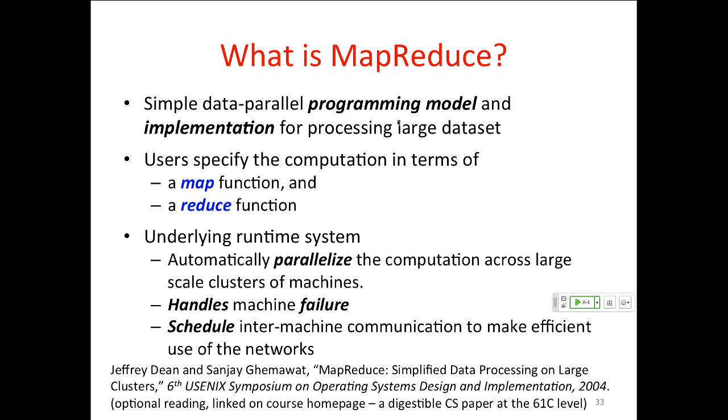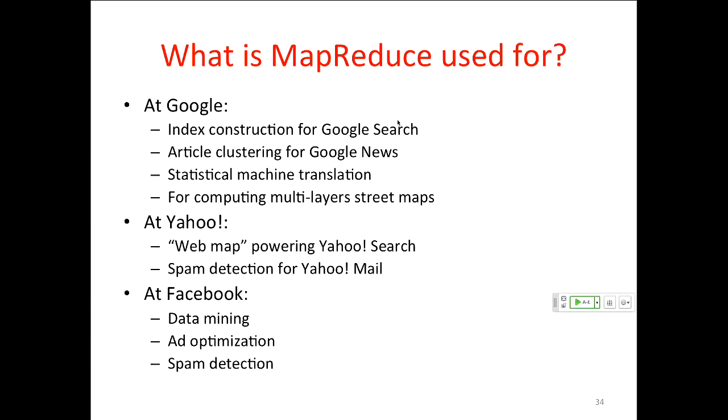So if you are interested more in MapReduce, you can read this paper. It's readable at the 61C level, so I recommend you read this paper. And what is MapReduce used for then? It's used in many places for various purposes, including index construction, spam detection, and data mining or whatever.